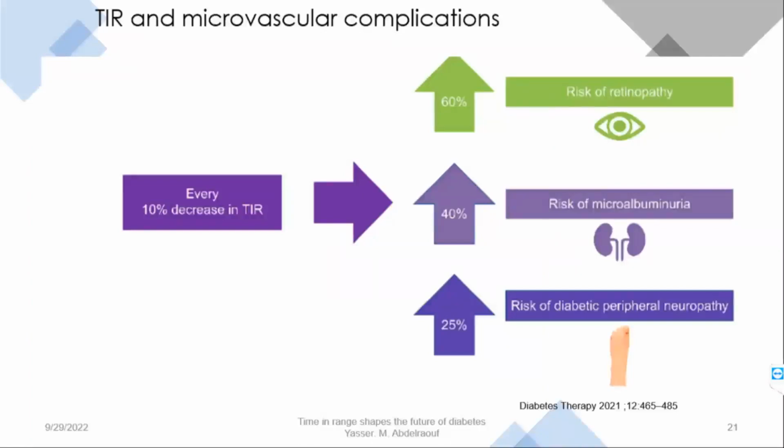Correlational studies from retrospective data for time in range, and the most important, used the data from the DCCT trial, using time in range extracted from 7-point measurement of self-monitoring of blood glucose, showed that reduction of time in range by 10% resulted in 60% increase of risk of retinopathy, 40% increase of risk of microalbuminuria, and 25% increase in risk of peripheral diabetic neuropathy. Theoretically, again, improvement of time in range will lead to reduction of microvascular complications.